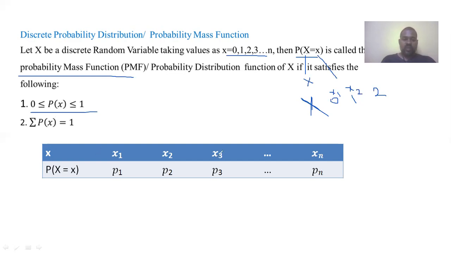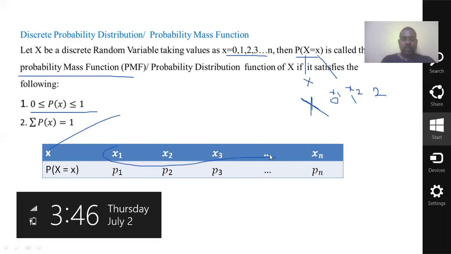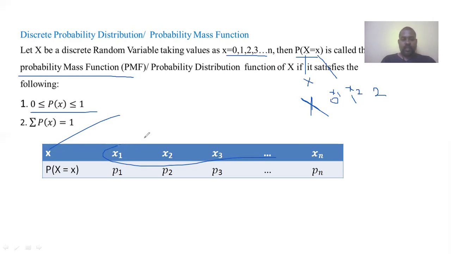So this type of table we call a probability distribution table. Here X is a random variable and small x1, x2, x3 and so on, xn are the elements from the random variable, and we take the respective probabilities: the probability of x1 is p1, x2 probability is p2, x3 probability is p3, like that. If we make this as a table, this table we call the probability distribution.